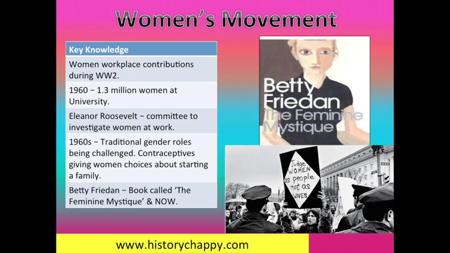Now, during World War II, many women had participated in factory work and wanted to retain their jobs. However, when men came back from the front, women were simply expected to step aside. By the 60s, there were more women than ever at university. Eleanor Roosevelt set up a committee to investigate women at work. By the 1960s, traditional gender roles were being challenged in the swinging 60s. Now, contraceptives were giving women more choice about when and where to start a family. And Betty Friedan wrote a book called The Feminine Mystique and set up a group called NOW.